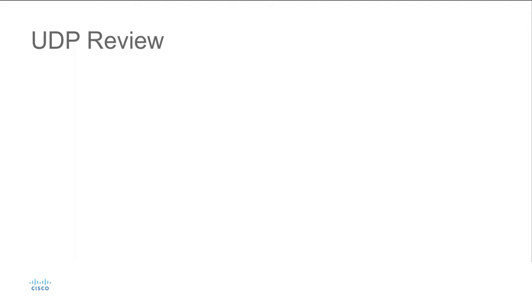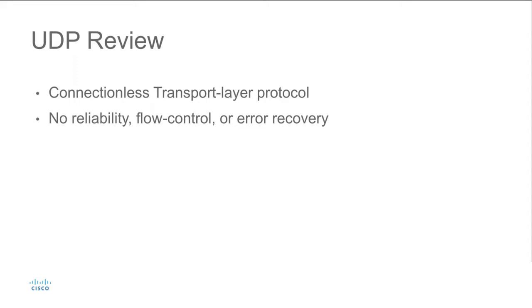Let's do a quick review of UDP before we talk about some of its vulnerabilities. UDP is a connectionless transport layer protocol. When we compare it to TCP, what we find is that UDP does not have any reliability, flow control, or error recovery mechanisms. And because of this, the fields that we would see in a TCP header that are used for those features are not present in a UDP header. Therefore, we have less overhead than TCP when we use UDP.